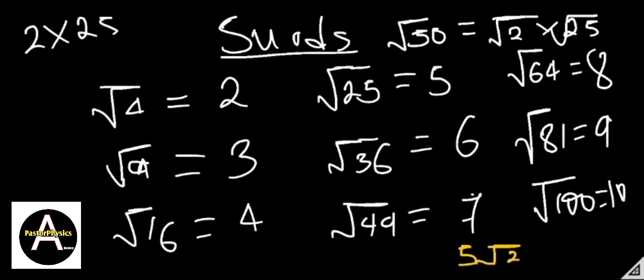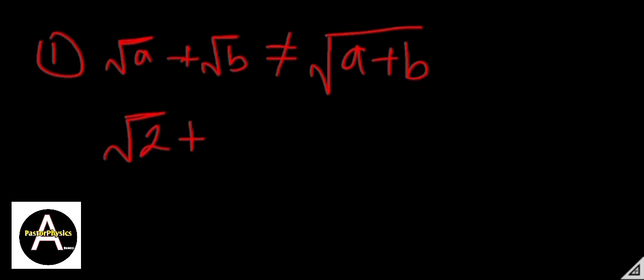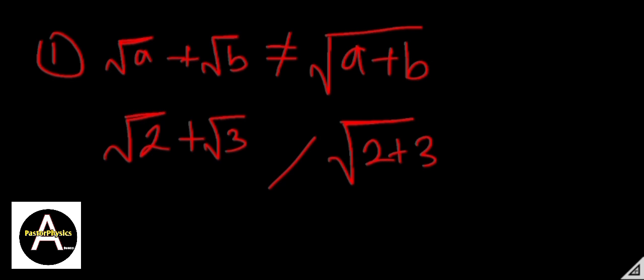Alright, so now let's go to the next part of the topic, which is the rules of SURD operation. The first rule is you should understand that root a plus root b is not equal to the overall root of a plus b. It is not the same thing. For example, root 2 plus root 3 is not the same thing as root of 2 plus 3. They are not equal. Are you getting it?